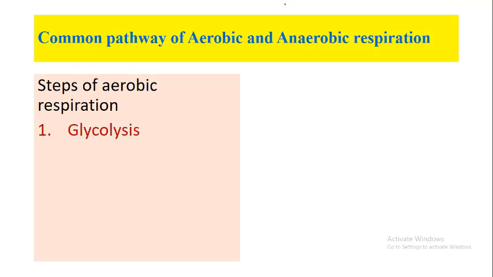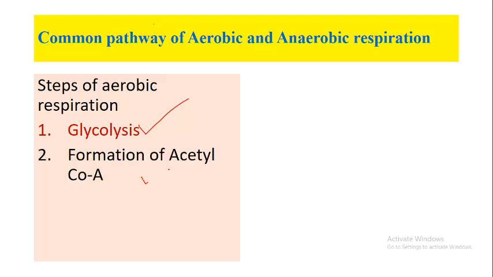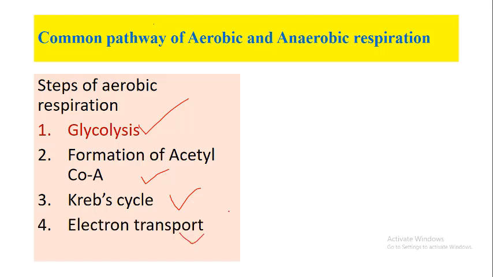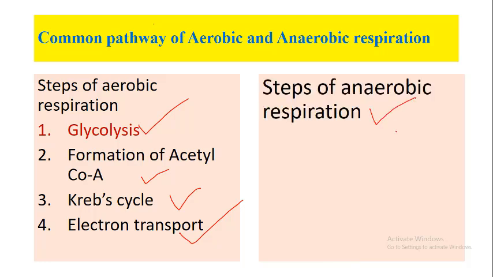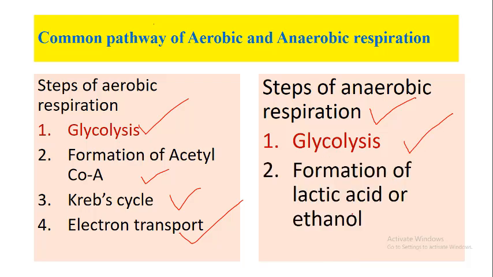Steps of aerobic respiration: first one is glycolysis, second formation of acetyl-CoA, third Krebs cycle, and fourth electron transport system or chain. Steps of anaerobic respiration: first is glycolysis and second step is formation of lactic acid and ethanol. So we see here that glycolysis is the common pathway of aerobic and anaerobic respiration.